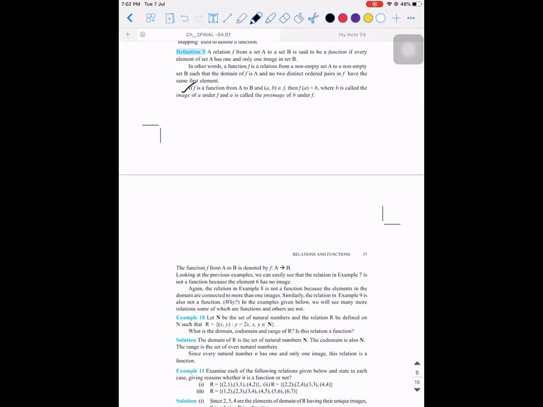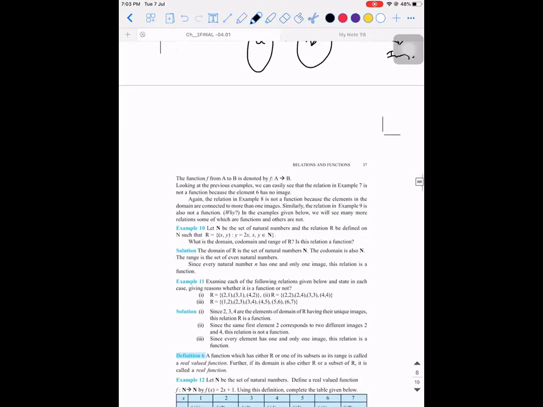Okay. Next. If f is a function from A to B and (a, b) belongs to f, f being nothing but the relation, then f(a) is equal to b, where b is called the image of a under f and a is called the pre-image of b under f. So what they are trying to say is, if a is related to b through f, then f(a) is equal to b. Then b is called the image and a is called the pre-image. So b is the output, a is the input.